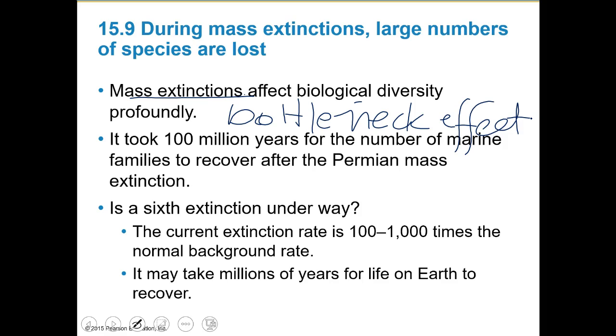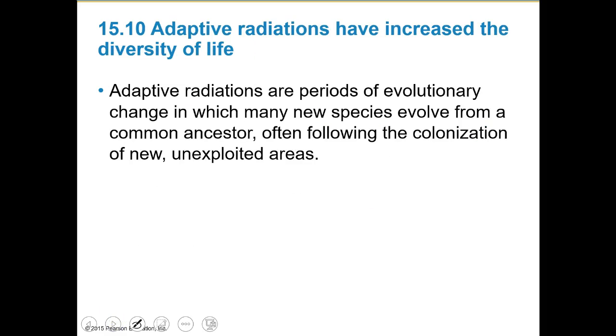It took about 100 million years for a number of marine families to recover from the Permian mass extinction, and this is always the question to bear in mind: is there a sixth extinction underway? The current extinction rate is 100 to 1,000 times the normal background rate. Things just regularly go extinct, but we're noticing a speeding up in things becoming extinct. And this is tricky. It may take millions of years for life on Earth to recover. Poor Earth will have to recover from its human infection.